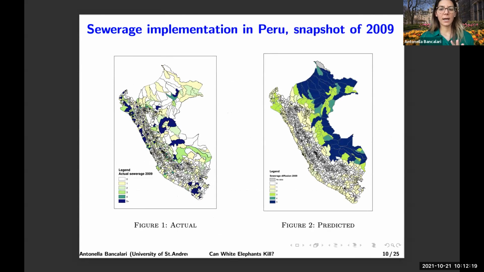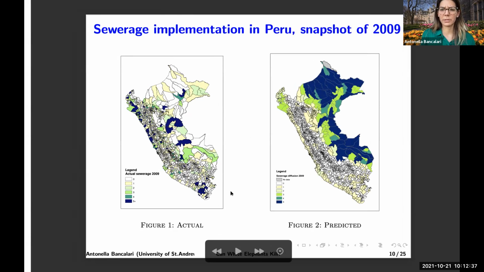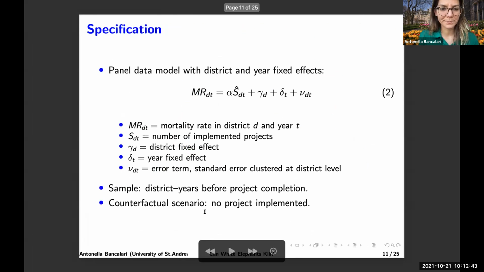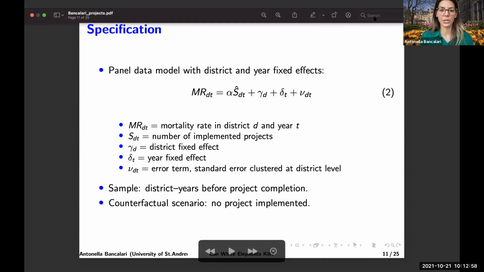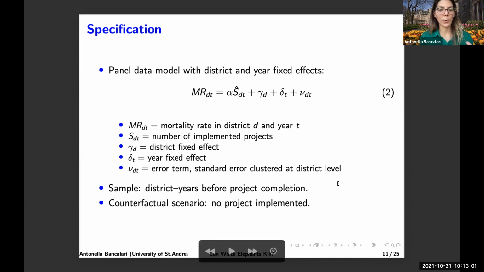So this is a comparison of the actual and the predicted SIGRAN implementation in Peru. And we can see that there is some over allocation when we consider demand side factors in the relatively wealthier north coast of Peru, comparing the actual with the prediction. Okay, so I'm going to have a panel data model with district and year fixed effects. MR is the mortality rate. SDT is the number of implemented projects. The sample, as I said before, is the district years before project implementation. And the counterfactual scenario is no project being implemented.